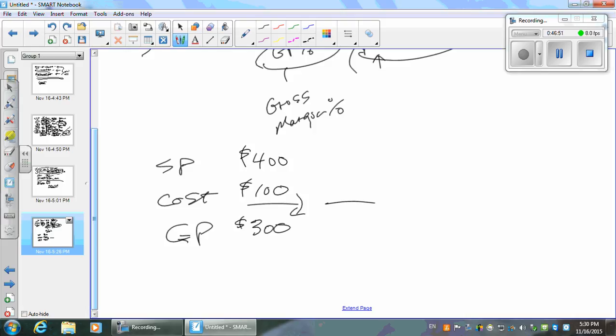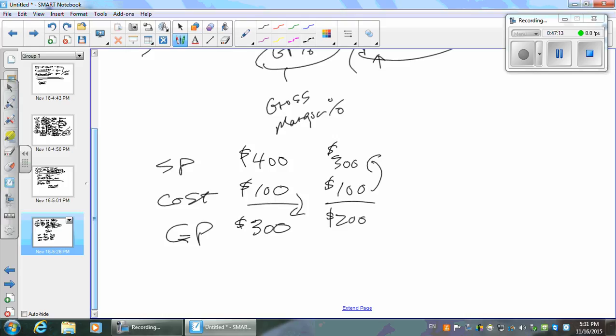Or this could be 100, and this could be 300, which makes this 200. What do you mean? What did I mark up? I mark up the sales price, or is the markup the amount I added to it?